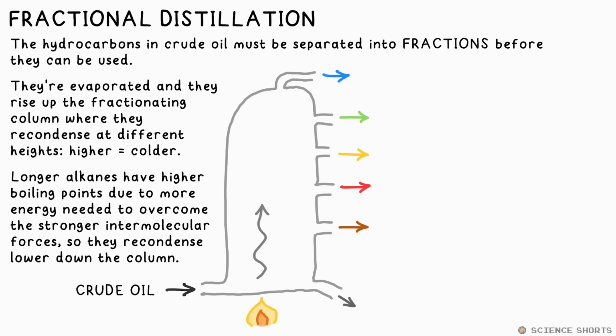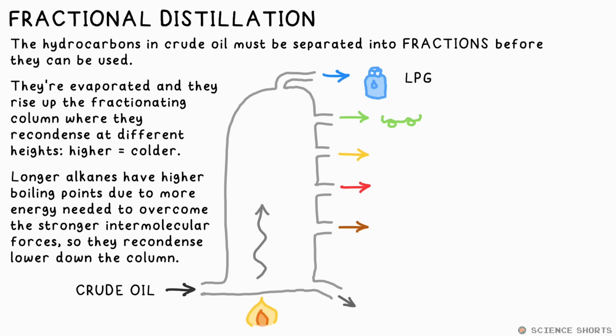Longer alkanes have higher boiling points because there are stronger intermolecular forces between them, which require more energy to overcome. The shortest alkanes remain as a gas even at the top. We can call this fraction refinery gases, or LPG, liquid petroleum gas, because they're put into pressurized containers to transport, and that turns them into a liquid. LPG contains a range of chain length alkanes, like all the fractions. In LPG's case, that's up to 4 carbons long.